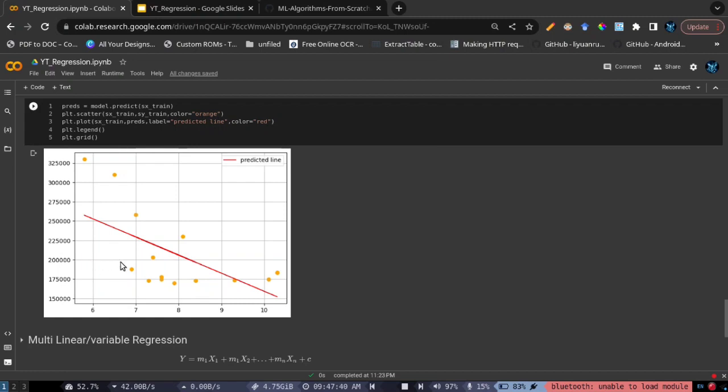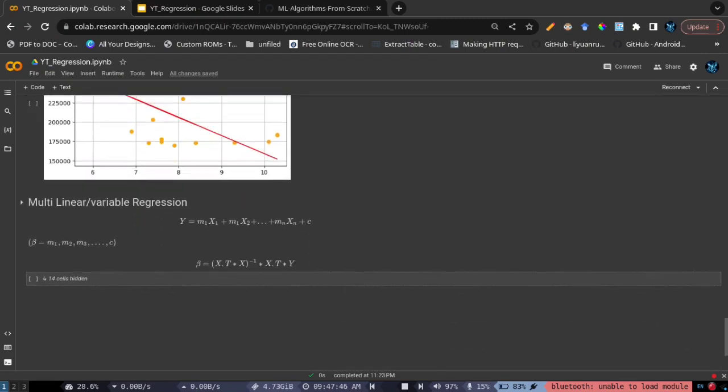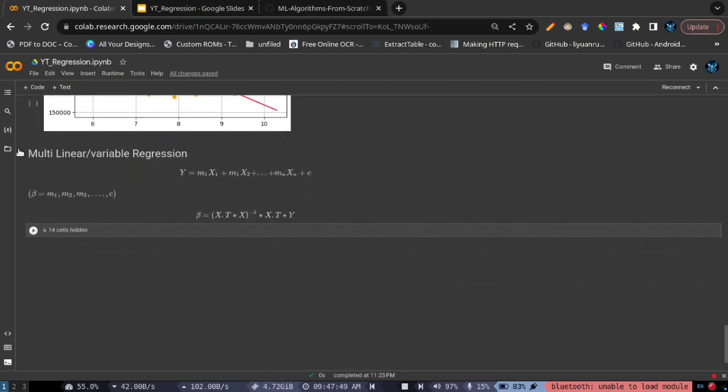If the line was fitting here, then error was too high. All right, so that is your linear regression. Now we go with the multilinear and multivariable regression.